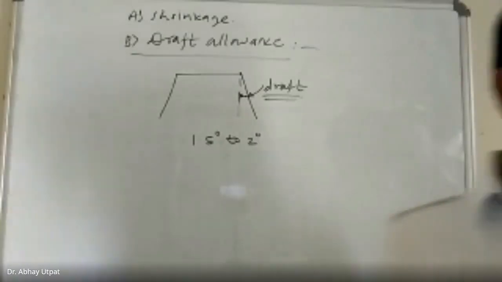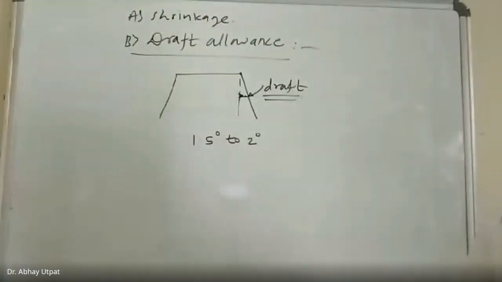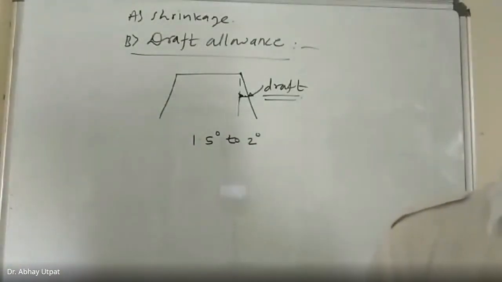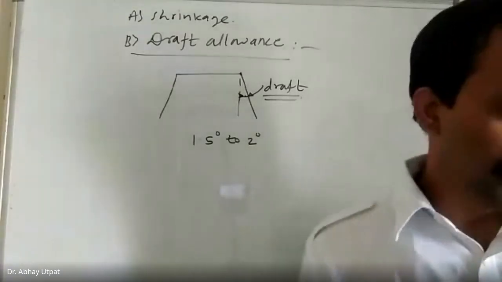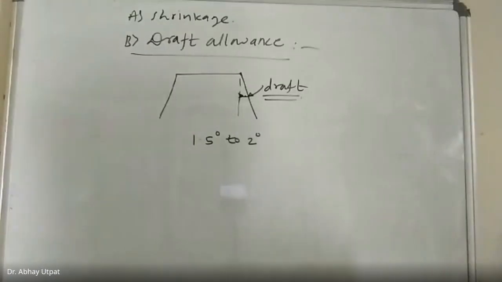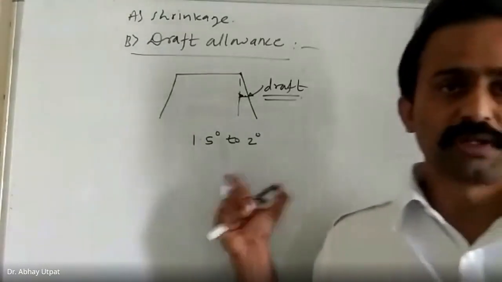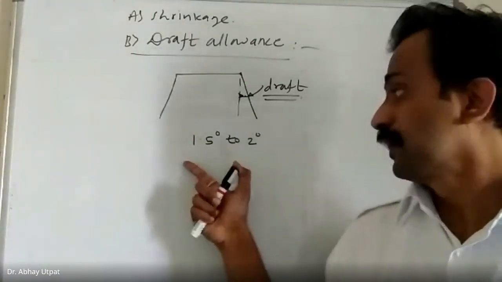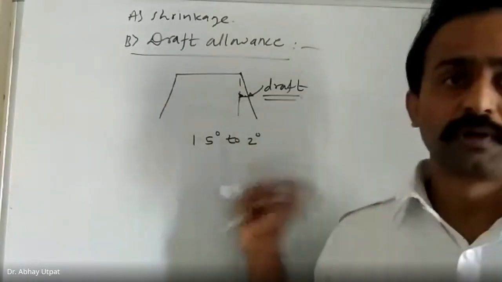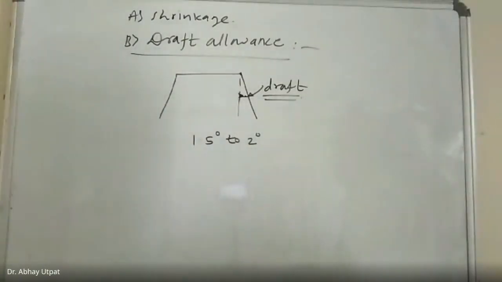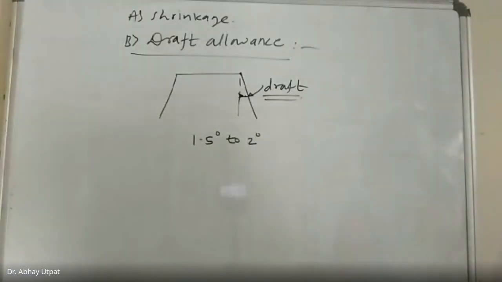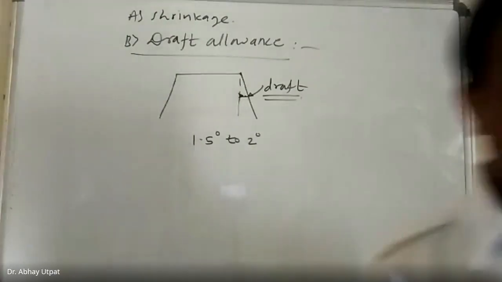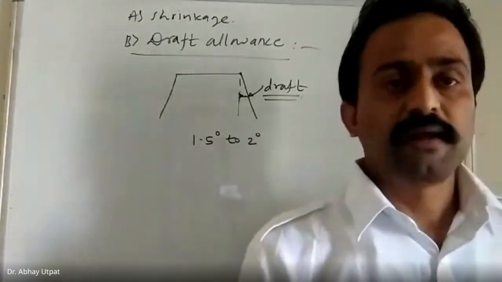Normally for injection molds, usually the draft provided is 1 degree, 1.5 degree to 2 degree. So this is about the shrinkage and draft.